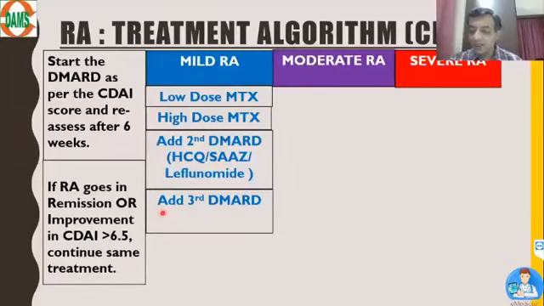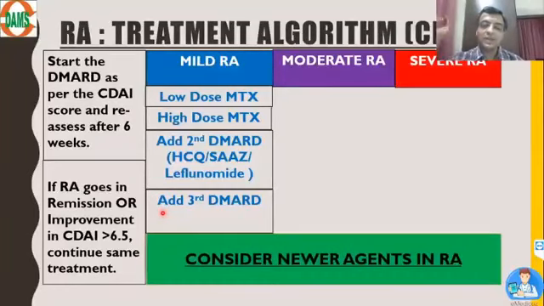You will add the third DMARD. And if that also doesn't work, you have to consider newer agents in RA.